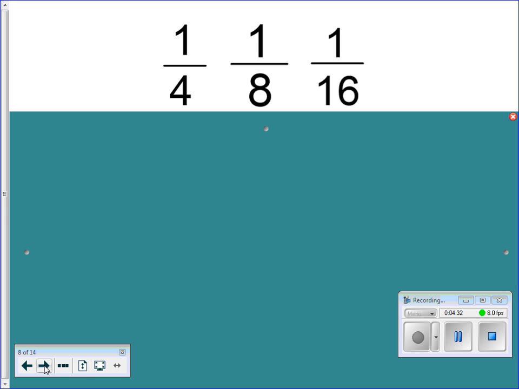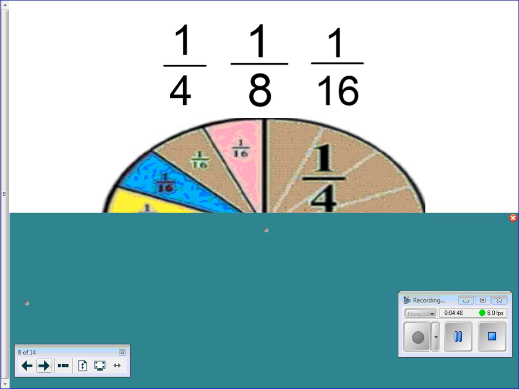Let's go ahead and do another example here. We have 1/4, 1/8, and 1/16. Which one's the largest? Which one's the smallest? Well, let's think. Most people might think that 1/16 is the largest because 16 is the largest number. It's larger than 4 and 8. But let's look at a picture here.